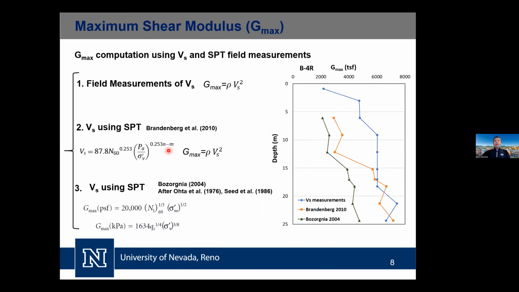So we used the measured VS profile to calculate our maximum shear modulus, and also, we utilized the SPT blow counts from the site, using a couple of existing correlations to look at the variability.